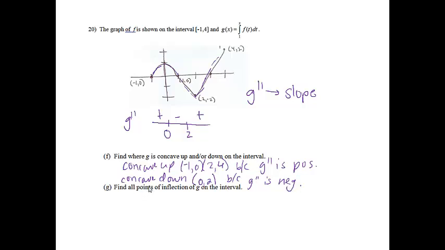All right, find all points of inflection. As long as g double prime is changing sign, we've got points of inflection. So there are points of inflection at x equals 0 and x equals 2, and that is because g double prime is changing sign. And there we got it.